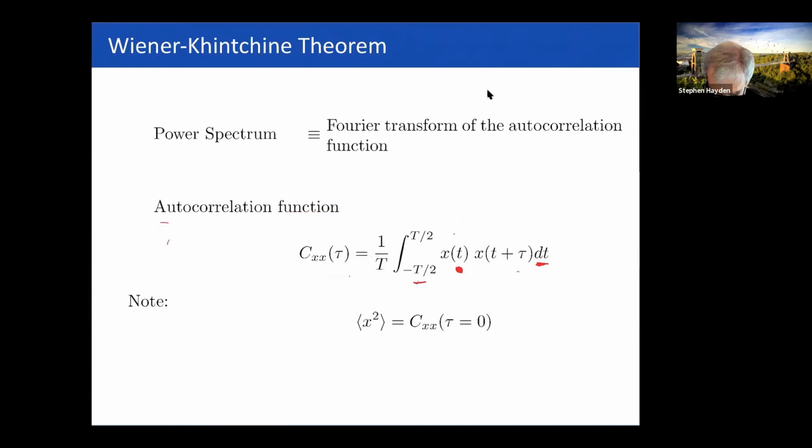One can prove a very useful relationship between the power spectrum and the correlation function, which is called the Wiener-Khinchin theorem. Basically, the power spectrum, which as I mentioned previously is Cx of omega, is the Fourier transform of the autocorrelation function.